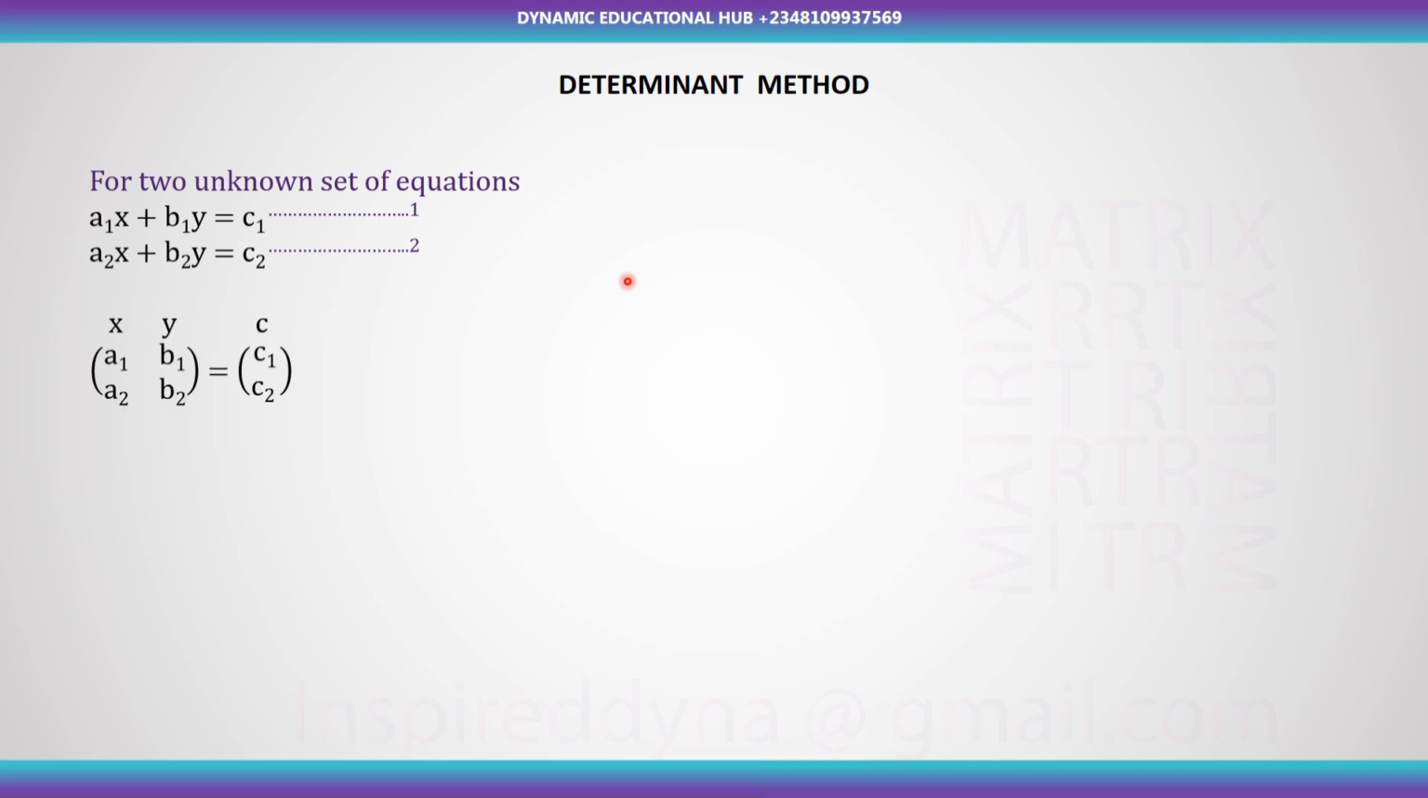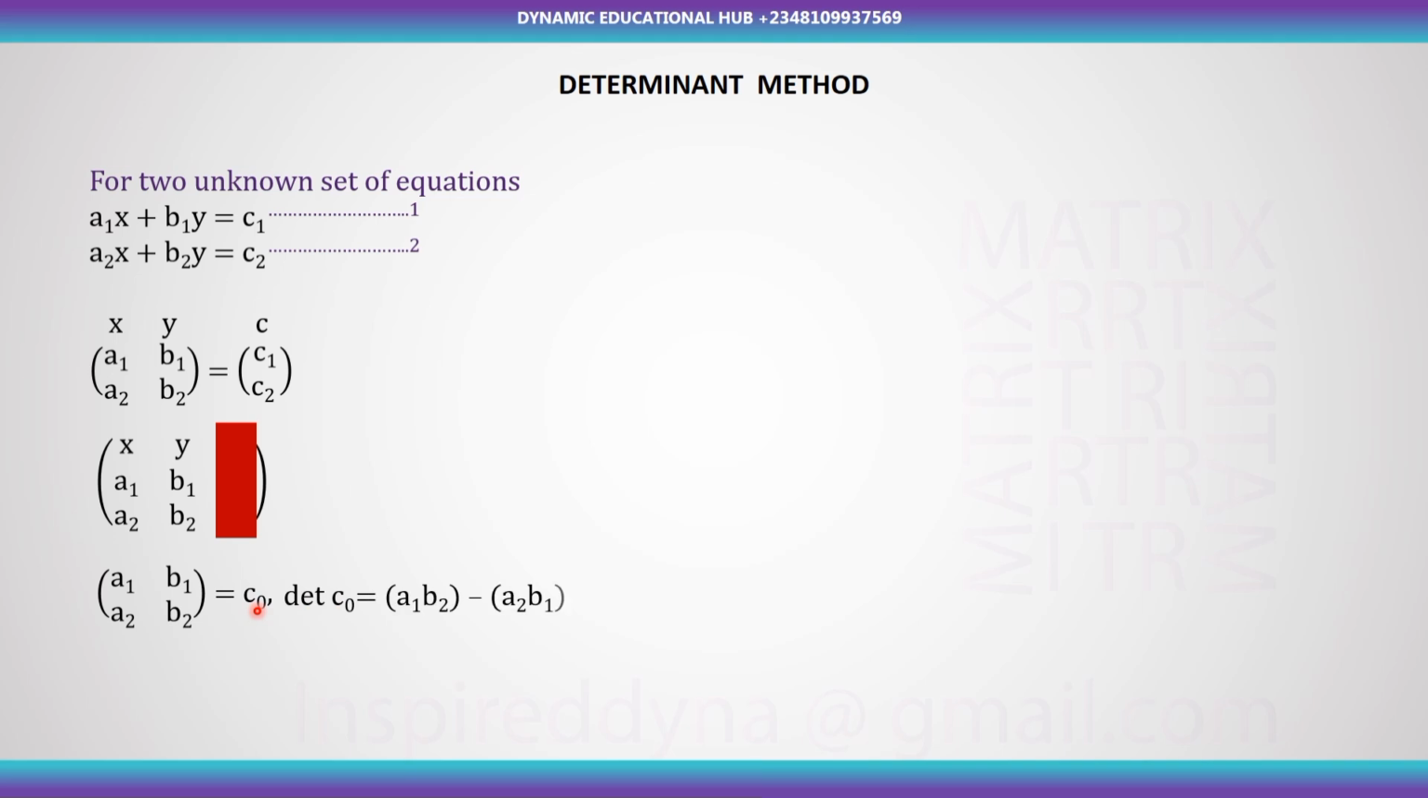Now we have our matrix as shown: the coefficient of x, the coefficient of y, and our answers. If we write it as our augmented matrix, the next thing is to see what will happen when we delete the C column. After deleting it, let's call the new matrix C0 and find its determinant. Finding the determinant, we have a1 b2 minus a2 b1.